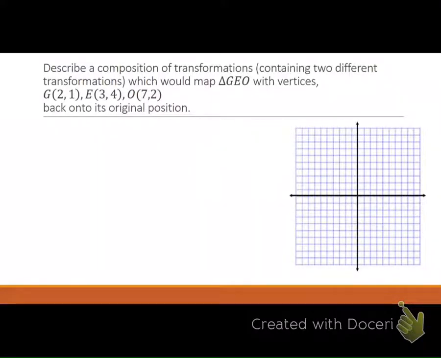Describe a composition of transformations containing two different transformations, meaning it can't be two reflections, or two translations, or two rotations, okay? It has to be a mix of those, which maps GEO back onto itself. So it's going to move off of itself and then go back onto itself, but it has to be two different transformations. Does that make sense? So it's mapping itself back onto itself.